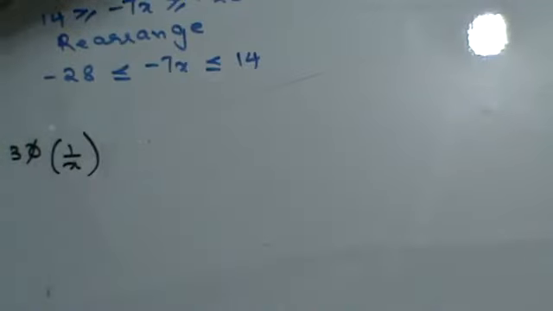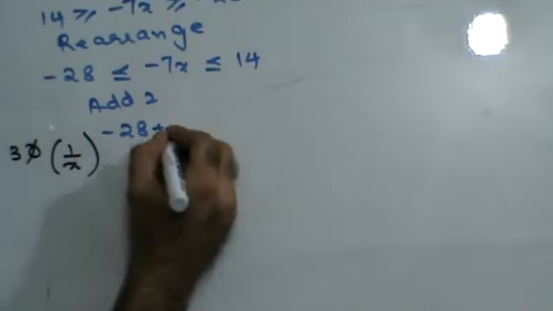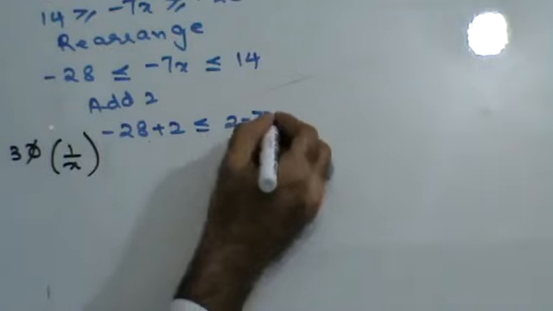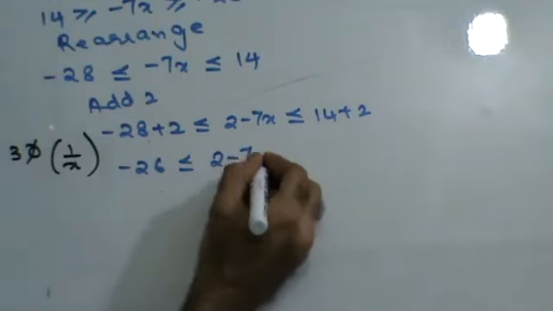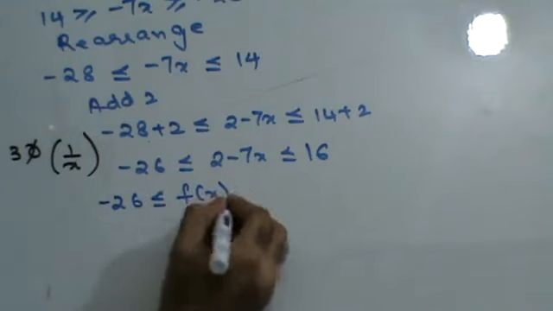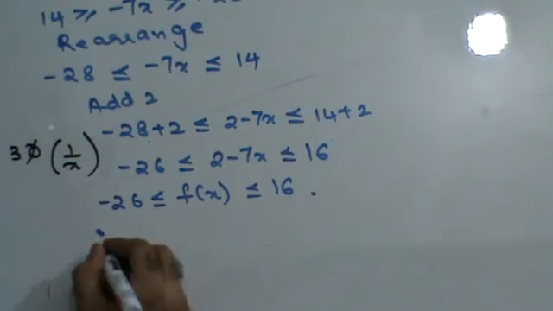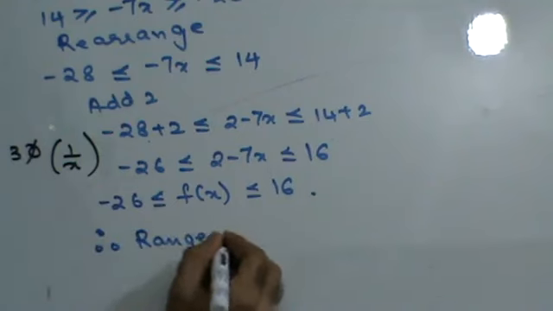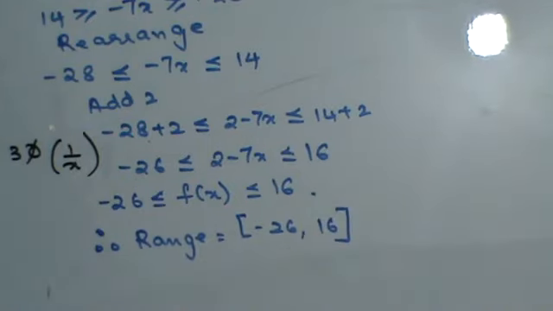I want 2 minus 7x. So you will say add 2. If I add 2, I'll get minus 28 plus 2 is less than 2 minus 7x is less than 14 plus 2. So you will get minus 26 is less than 2 minus 7x is less than 16. So I'll get minus 26 is less than f of x is less than 16. Right? 2 minus 7x I'm substituting as f of x. Therefore, I can say that range is minus 26 comma 16. The lower limit is minus 26 and the upper limit is 16.